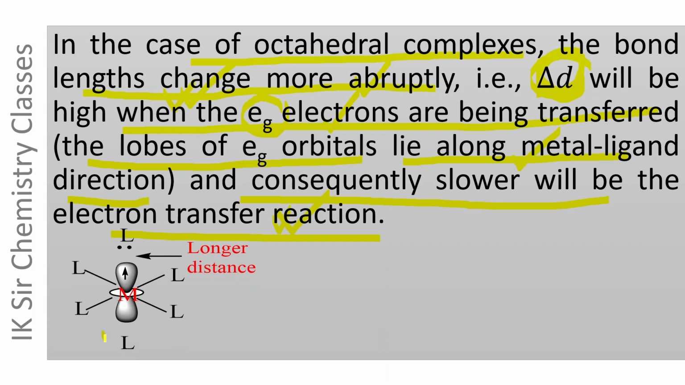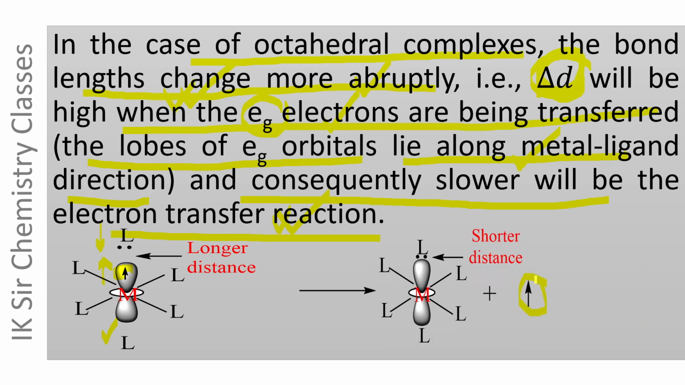This is dz square orbital. This is the ligand. The dz square orbital contains one electron. There is electrostatic repulsion between the electron of the d orbital and the electron pair of the ligand, and therefore this distance is longer. And if this electron present in the Eg orbital is lost, there will be no repulsion between the electron of the metal ion and the ligand. As a result, the ligand can approach the metal ion more closely and the metal ligand distance will become shorter.